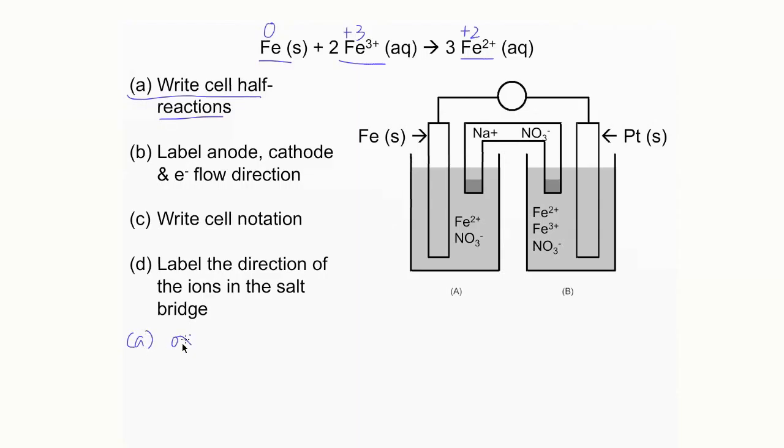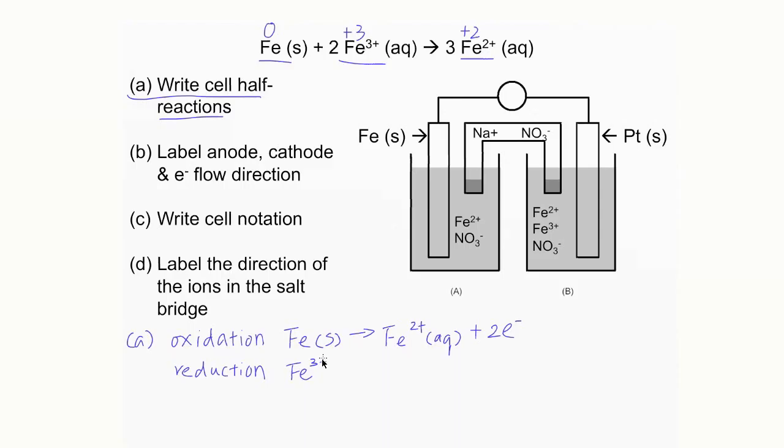The oxidation half reaction would be iron solid to iron 2 plus. And if you count the charge of the two sides, you will see that you need 2 electrons to balance the charge. And the reduction would be the iron 3 plus to iron 2 plus.